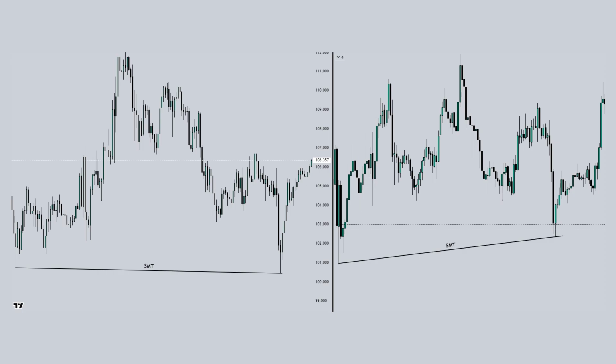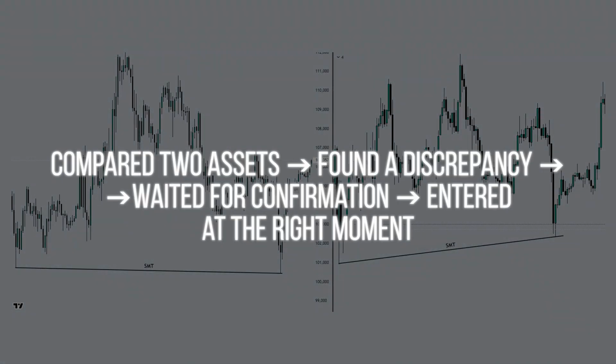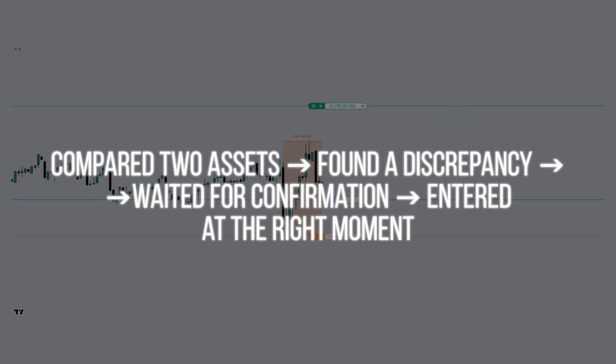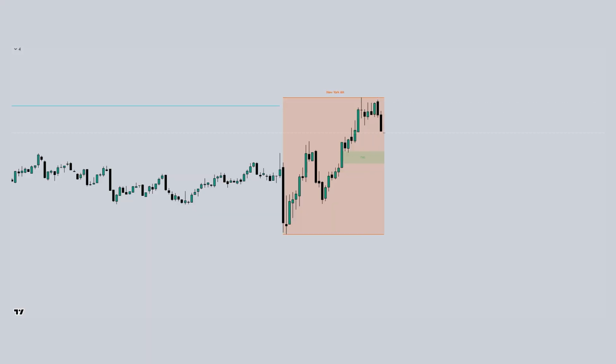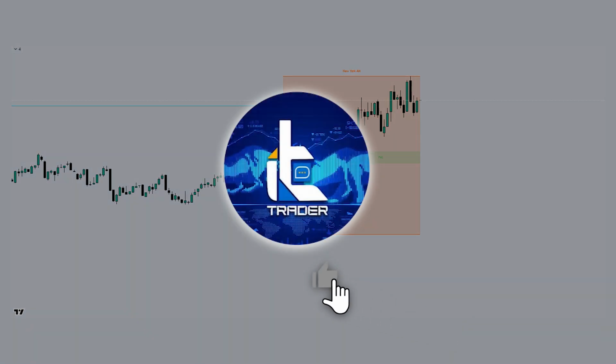So, correlative SMT is a way to see where the market maker has already taken liquidity before the crowd even realizes what has happened. Remember the formula. Compare two assets. Find a divergence. Wait for confirmation. Enter at the right moment. If you get how this filter works, your trades will be way more accurate and conscious. In the next video, we'll break down ICT Silver Bullet, a setup that shows up at a specific time and basically gives you a ready-made button to get in.